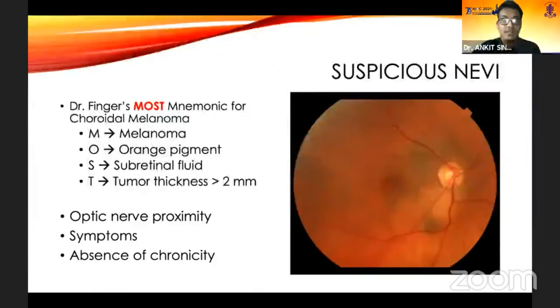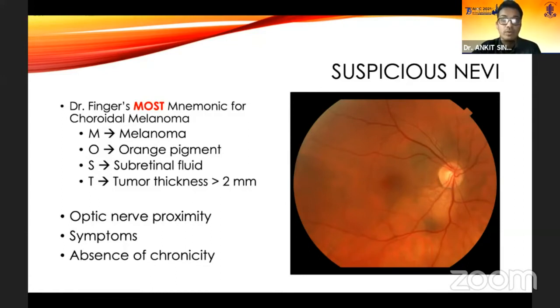How do we identify this specific subset of suspicious nevi, which are at a risk of malignant transformation? So I follow my mentor, Dr. Finger's mnemonic MOST, where M stands for melanoma, O for orange pigments, S for subretinal fluid, and T for tumor thickness more than 2 millimeters. Simple and easy to remember. Presence of these three features is highly suggestive of malignant transformation of the nevus.